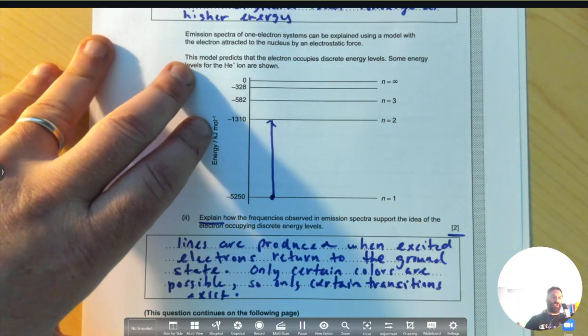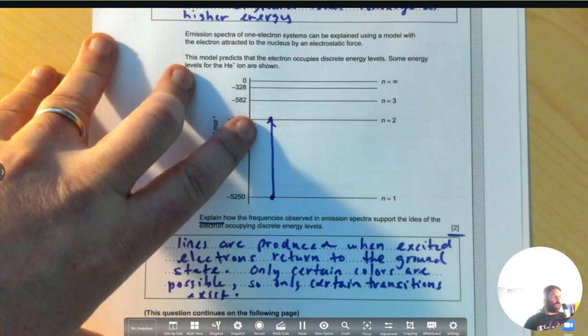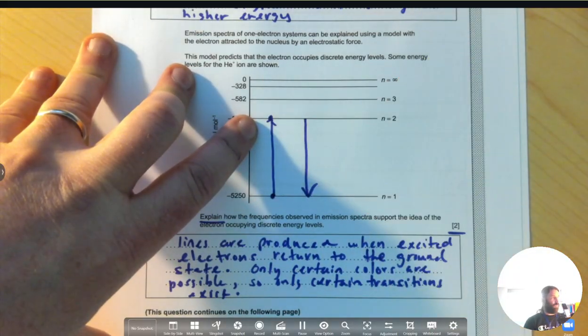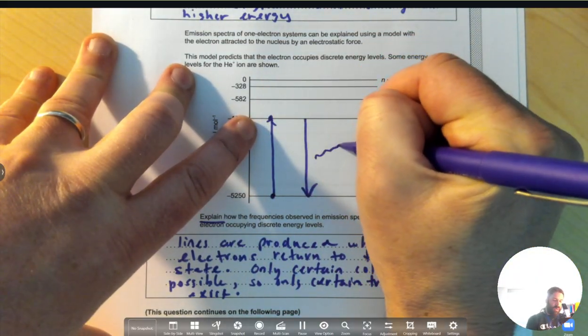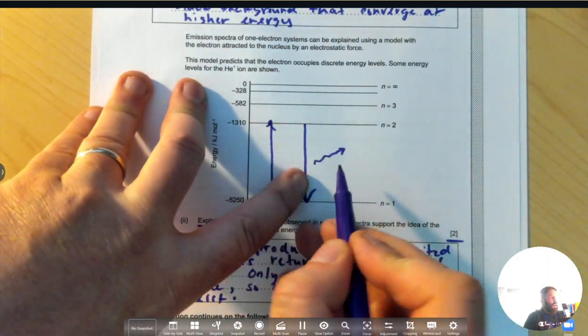So less energy is more stable. So an electron that has more energy than it should is unstable. So it will fall back down. And when it falls back down, the energy it absorbed is given off in the form of visible light.